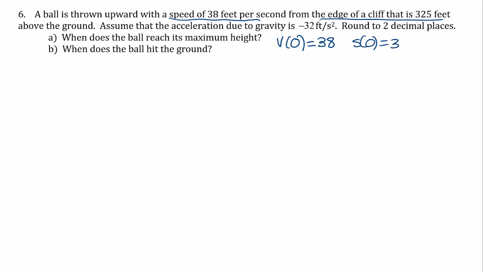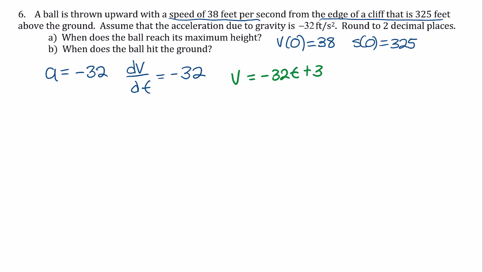We're going to start at 325. Now it gives us the acceleration, which is negative 32, but we know acceleration is the derivative of velocity, so I can put that here, and we now have a differential equation to solve. As we solve this, we undo it, since we're doing an antiderivative, so we're going to have the velocity equals negative 32t plus a constant, but our constant is the initial velocity, so we'll put the 38 in there.